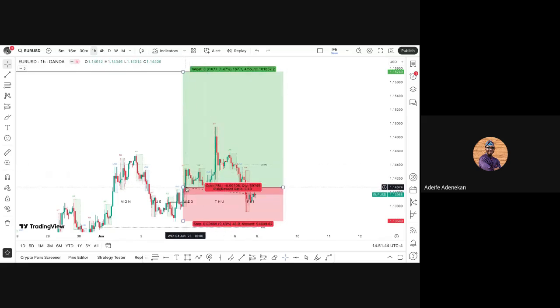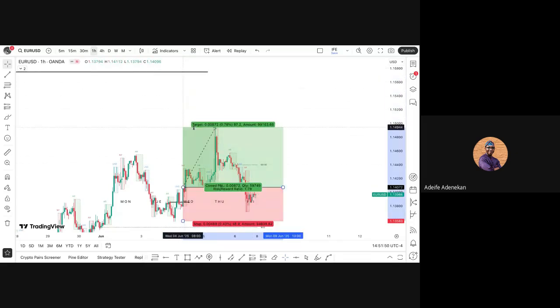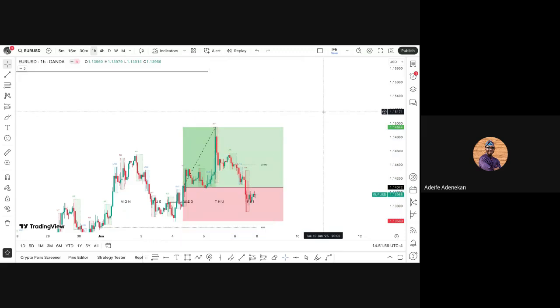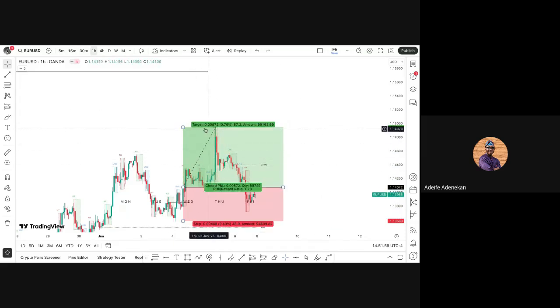I entered the trade here. This is my stop loss, and this is my target here. When the price got here, somewhere here, I left the trade. I left the trade at this exact top. That was really funny, but I left the trade at this exact top.